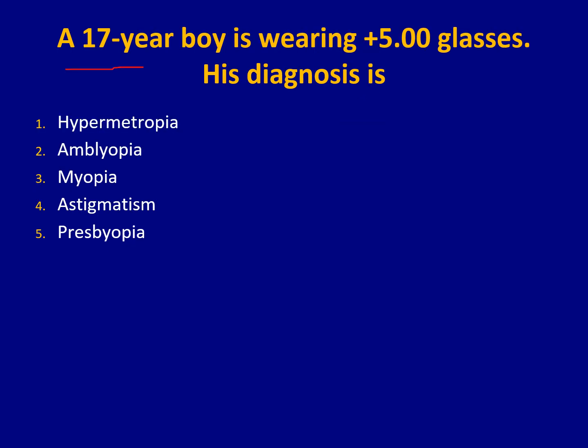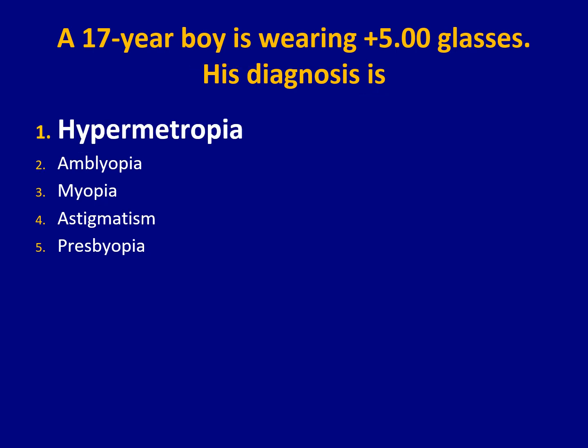A 17-year-old boy is wearing +5 glasses. His diagnosis is hypermetropia, amblyopia, myopia, astigmatism or presbyopia. Remember the mnemonic? In hypermetropia, replace O with a convex lens. So the convex lenses are plus lenses and they are used for hypermetropia. So the correct answer would be hypermetropia.